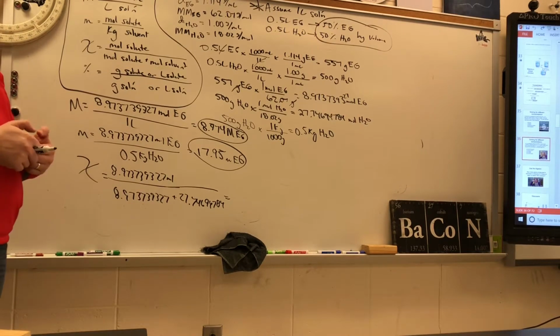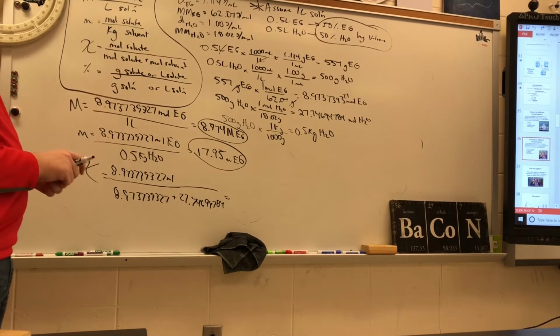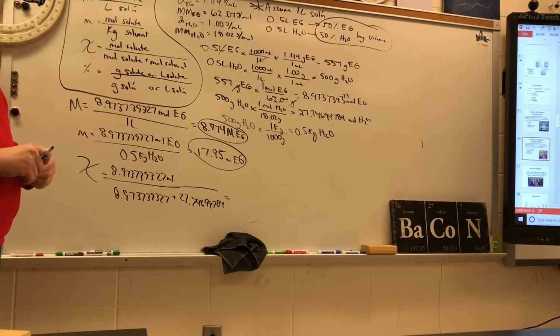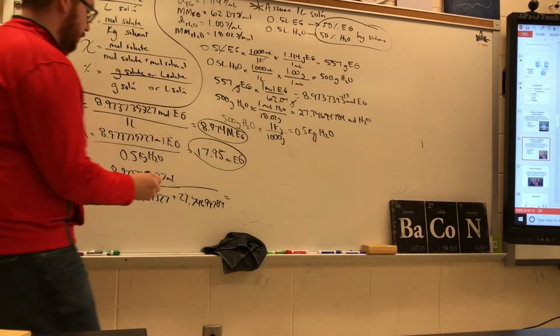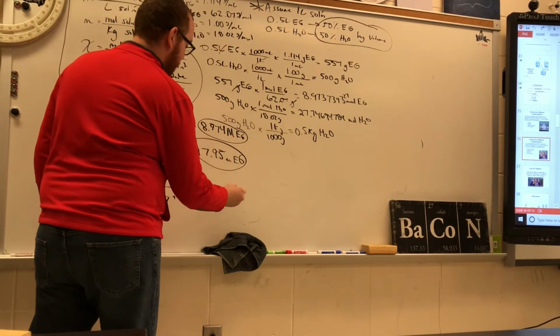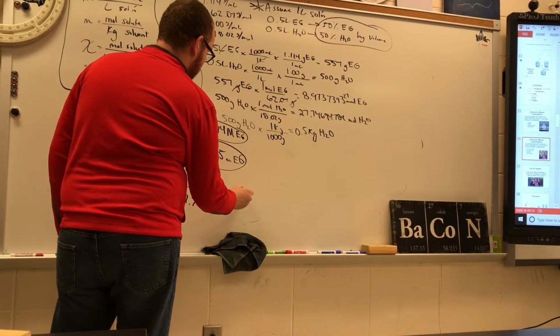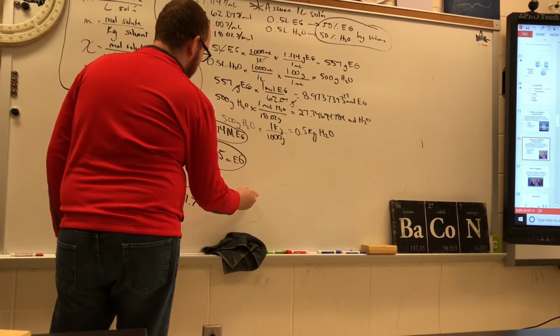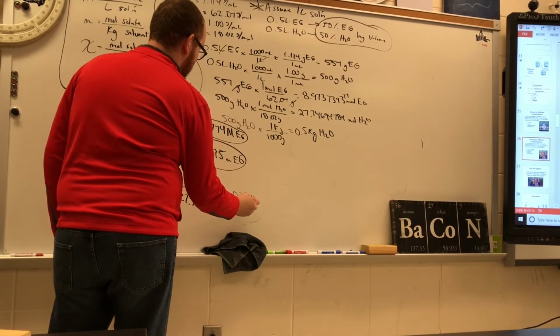Did you get it? Does that say 27 on the bottom? Yeah, 27.74969478. Zero point 244. That's rounded. I need one more.